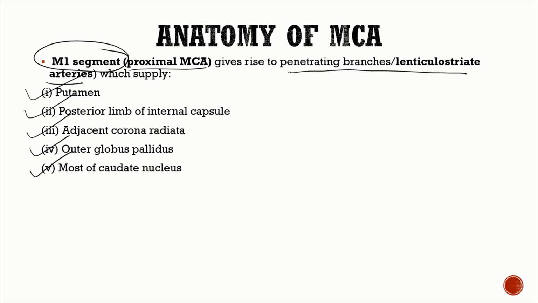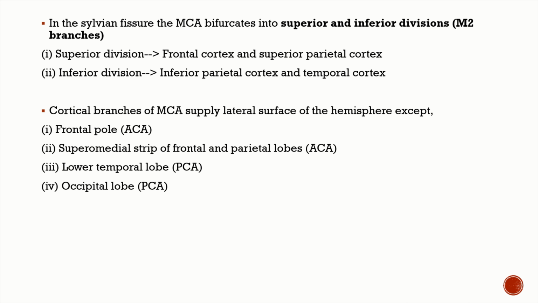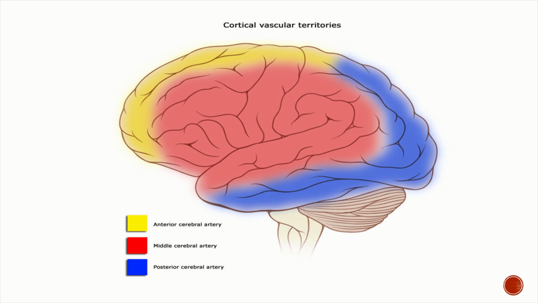Then the MCA travels in the sylvian fissure and bifurcates into the M2 branches or the cortical branches, that is the superior and inferior divisions. The superior division is going to supply the frontal cortex and the superior parietal cortex, and the inferior division is going to supply the inferior parietal cortex and the superior part of the temporal cortex. As you can note, the MCA is supplying a significant part of the lateral surface of the cerebral hemisphere. This entire part is supplied by the middle cerebral artery, except for the frontal pole.